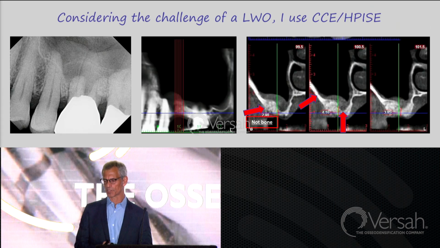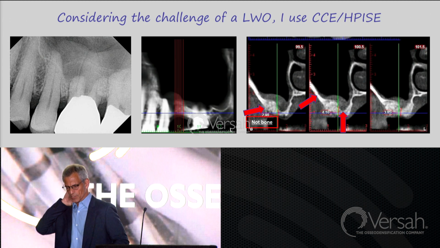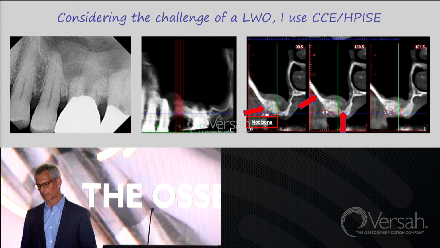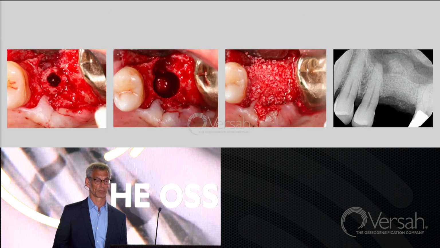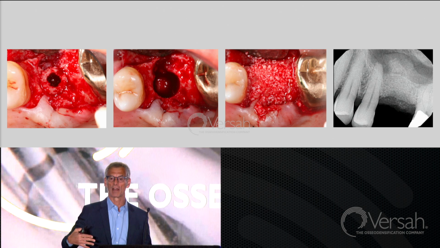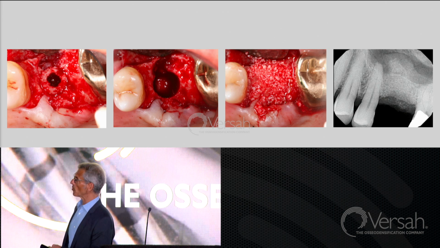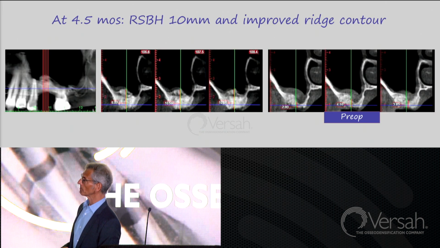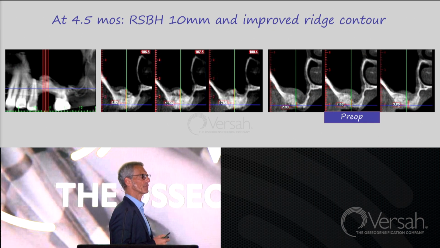And a similar case, you could see the challenge of doing a lateral window osteotomy in this case with the convoluted floor, vessel, and whatever that is on the buccal aspect, because it's certainly not bone. So I create a core, a central osteotomy, elevate the sinus, intrude the core, immediate post-op x-ray, and I've got my 10 millimeters of bone and a better ridge.